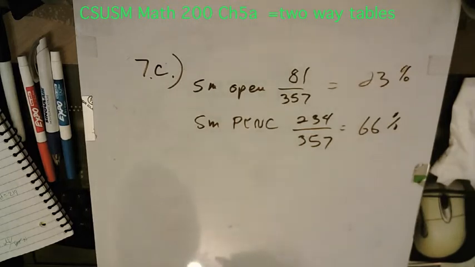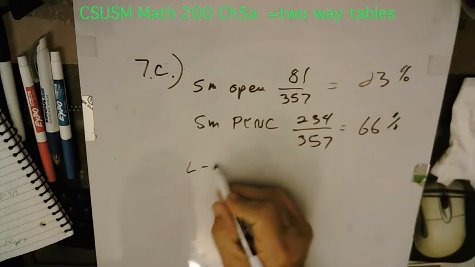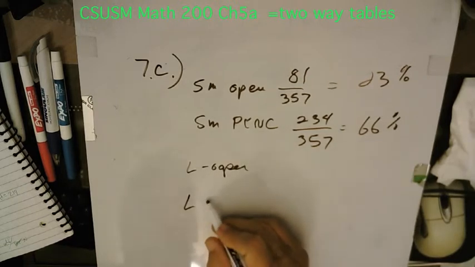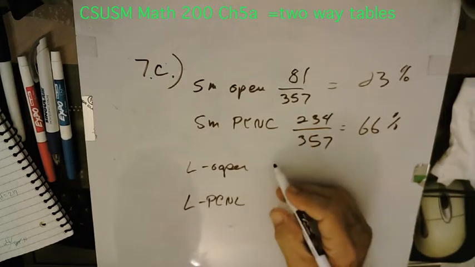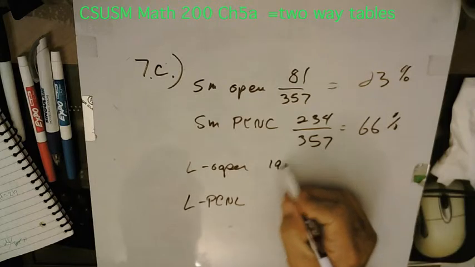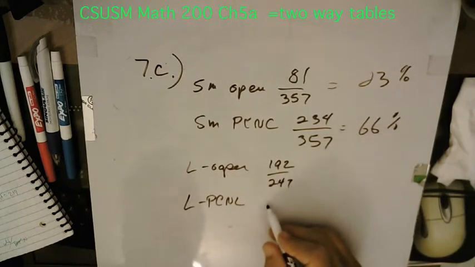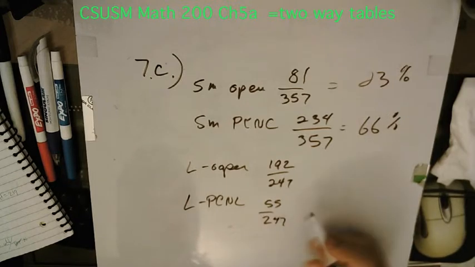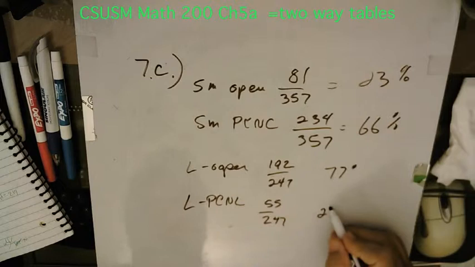They also did the same thing for the large stones, large open and large PCNL. And those were 192 out of 247 and 55 out of 247. And that turned out to be 77% and about 23%.